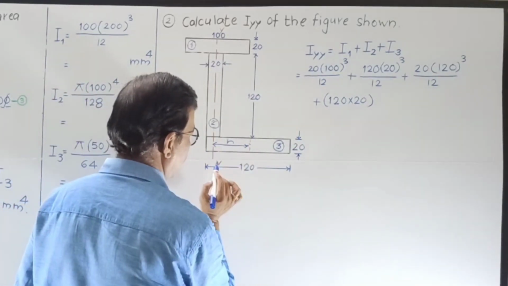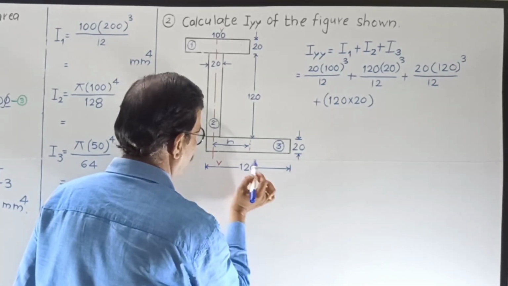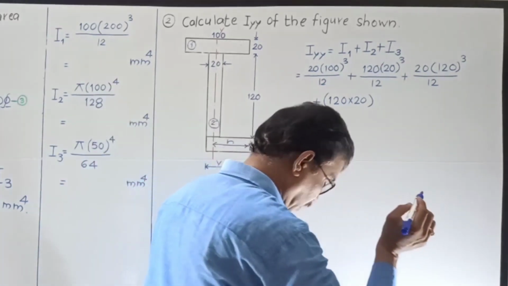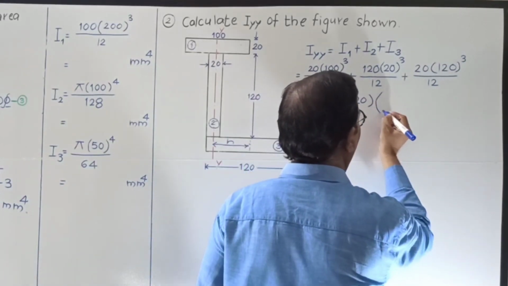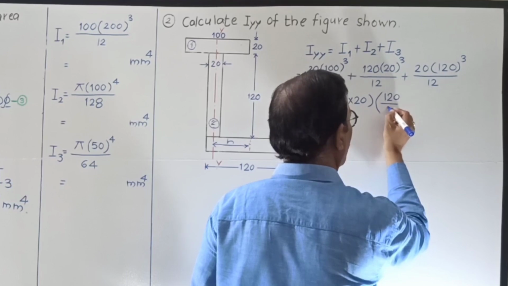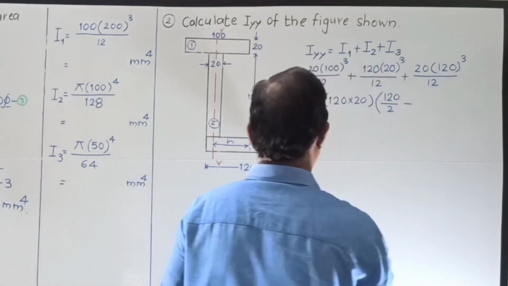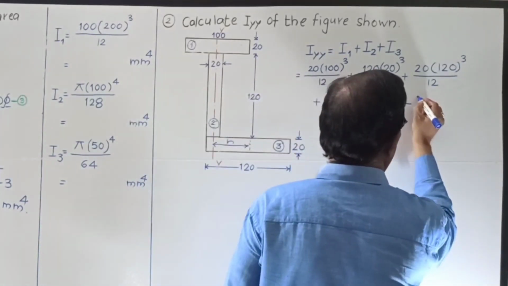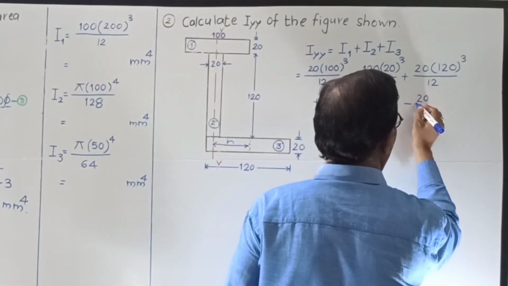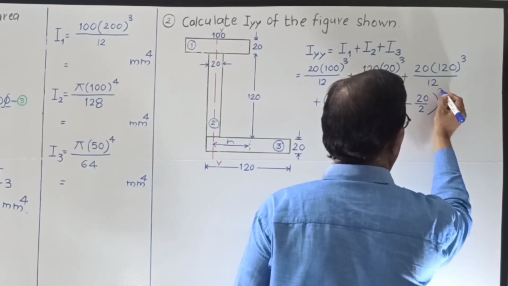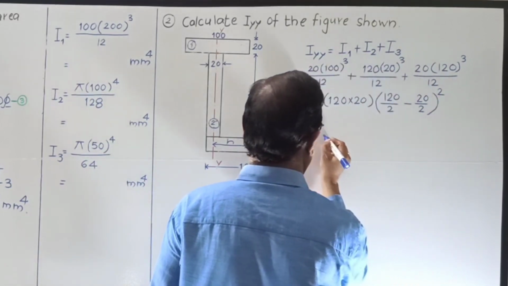It is this distance I have just explained. This is 120, so this is 60. So how have you calculated 60? 120 by 2 minus 20 by 2, which comes out to be 50. Do not forget to make it square.